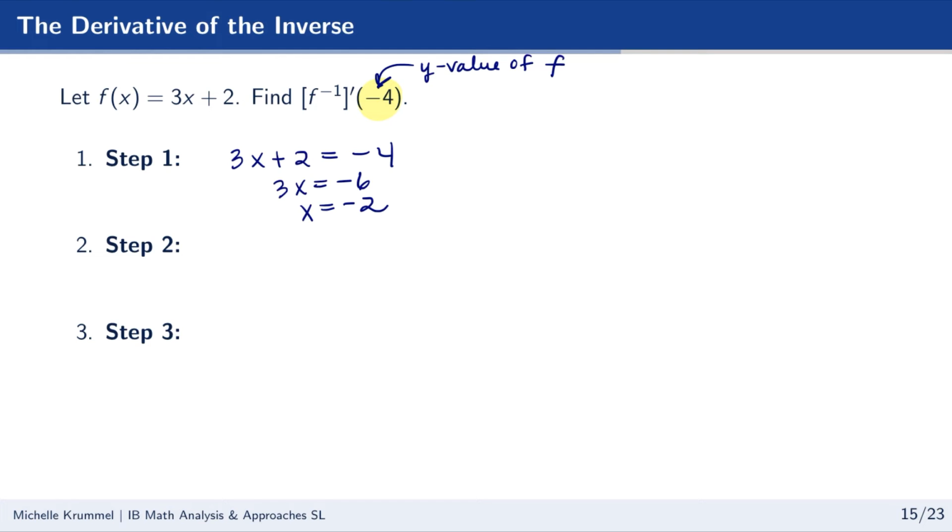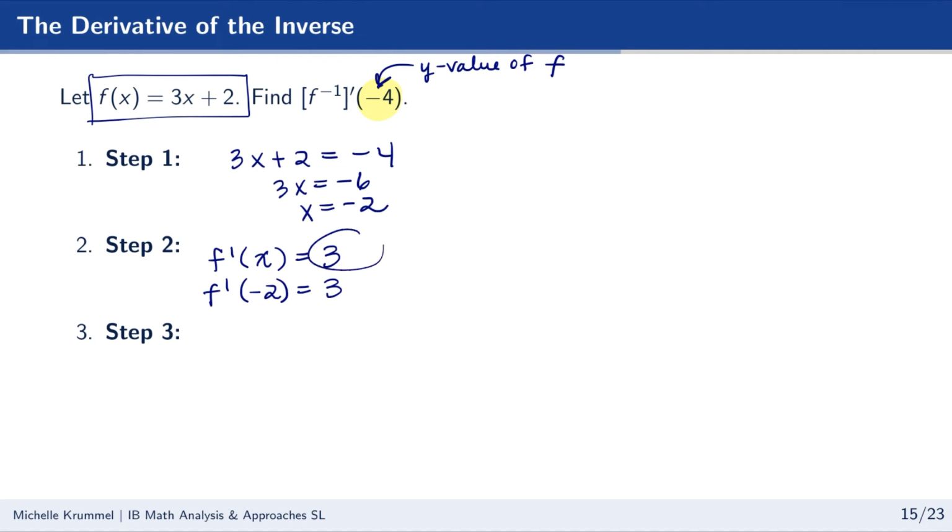The next thing we need to do is take negative 2 and substitute it into f prime. And we don't know f prime yet, so we're going to have to get that. F prime of x. So we look right here is f of x. F prime of x equals 3. Now we find f prime of negative 2, the answer we got from step 1. And f prime of negative 2 equals 3. We don't have any x here to substitute negative 2 into, so it's just always equal to 3. And then finally we take the reciprocal. So our final answer is 1/3.